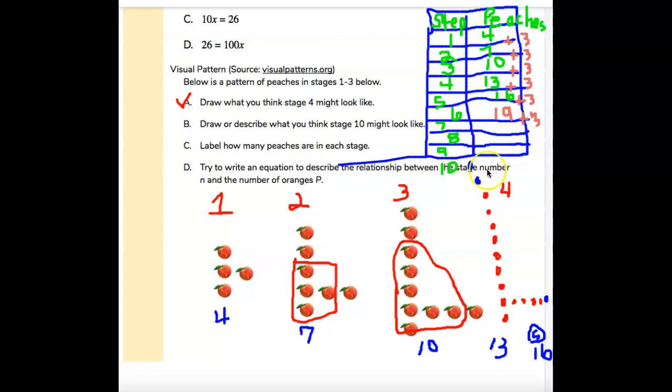So you can answer this one, draw or describe what you think stage 10 might look like. You could draw this, or you could even draw the peaches out on a sheet of paper, but at least you see the pattern here, okay? All right, now we're gonna look at D. Let me change the color to something else. Let's use pink, okay.